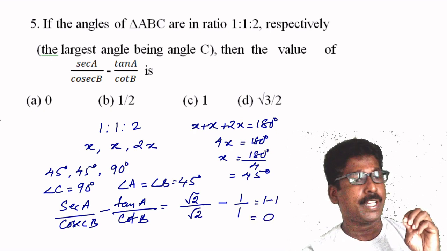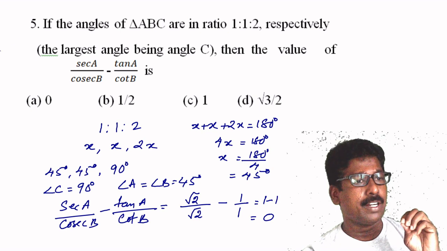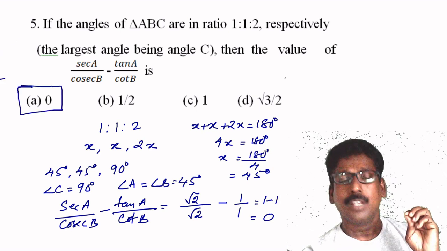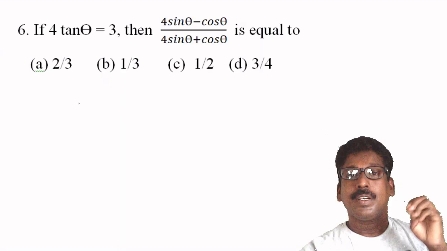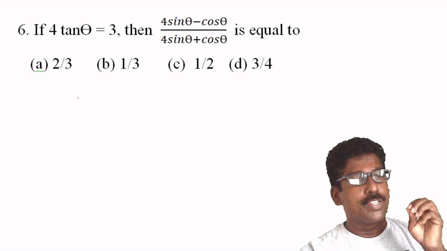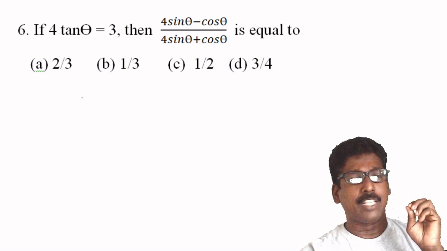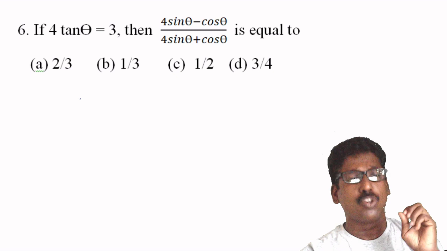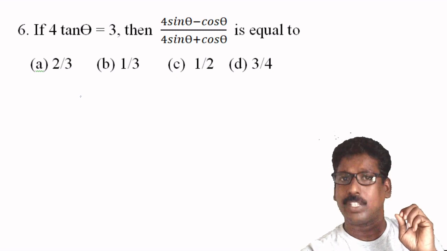So option A, 0 is the correct answer. Now look at the next question. Here is the next question. If 4 tan theta is equal to 3, then (4 sin theta minus cos theta) by (4 sin theta plus cos theta) is equal to.